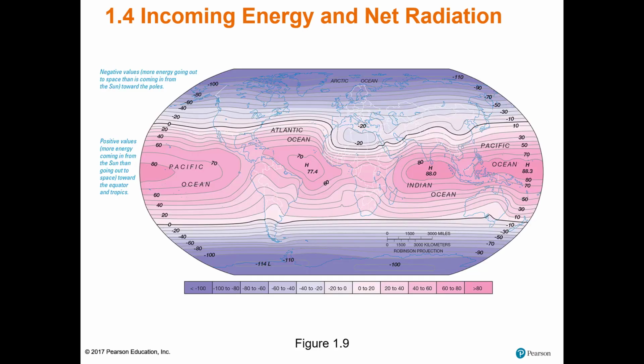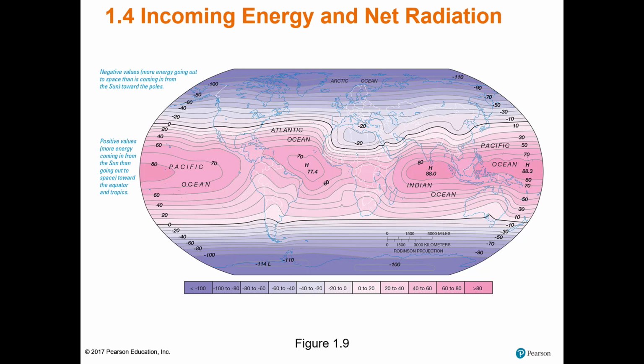Here is a map showing you isolines, and there are numbers drawn on those lines, and an isoline is a line that is drawn through areas of equal value. You can see that there are some areas where there's negative value, and that means that more energy is going out to space than is coming in from the sun. And then there's areas where there's positive values, and there's more energy coming in from the sun than going out to space. So the positive values are found at the equator and tropics, and the negative values are found closer to the poles.